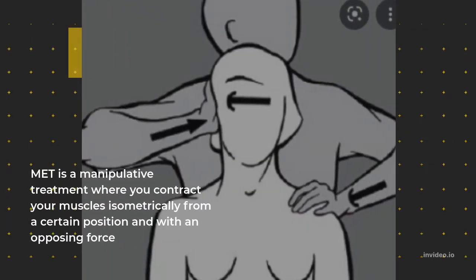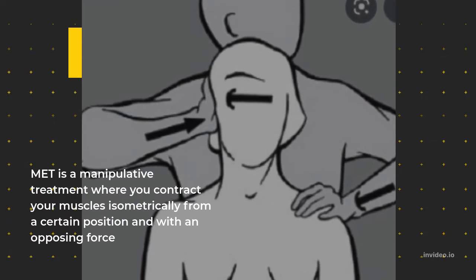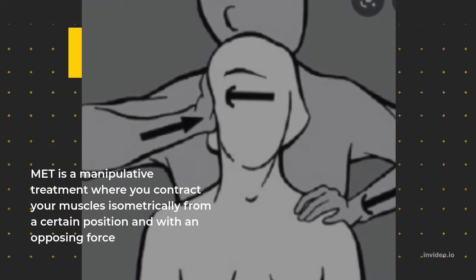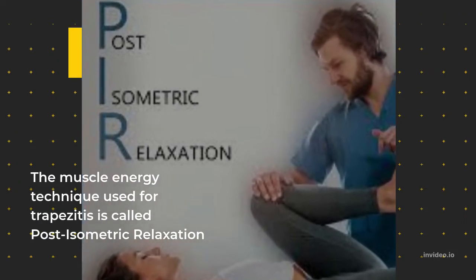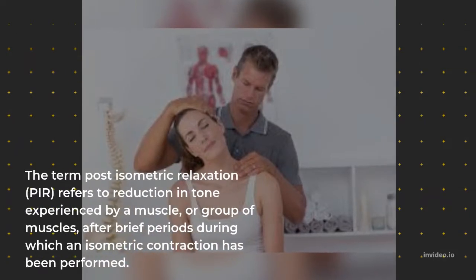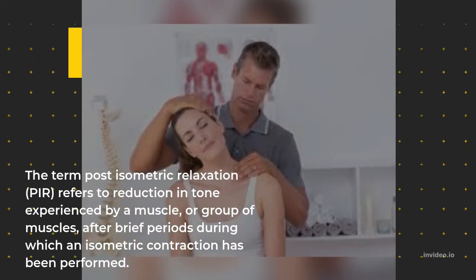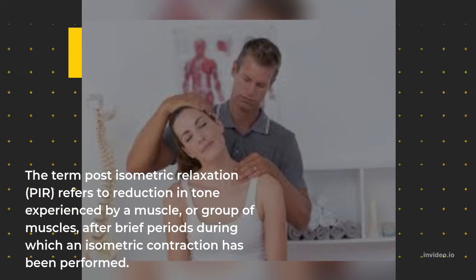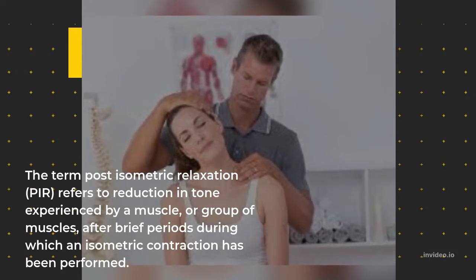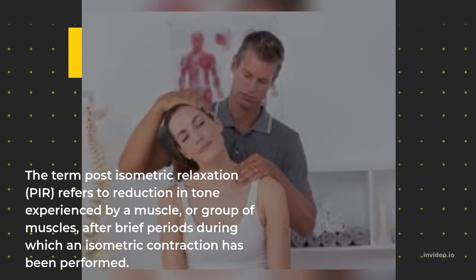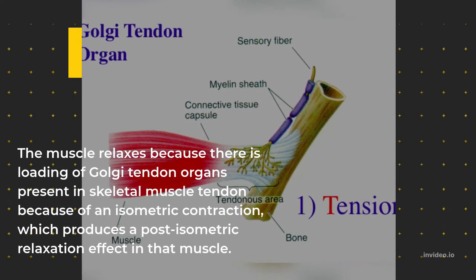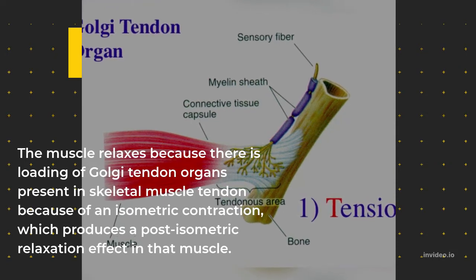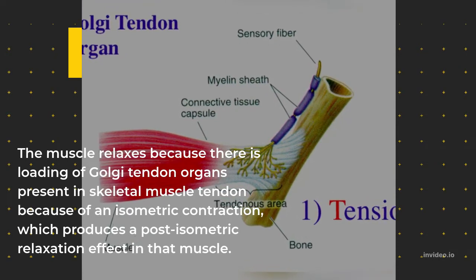MET is a manipulative treatment where you contract your muscles isometrically from a certain position and with an opposing force. The muscle energy technique used for trapezitis is called post-isometric relaxation. The term post-isometric relaxation refers to reduction in tone experienced by a muscle, or group of muscles, after brief periods of isometric contraction have been performed. The reason the muscle relaxes is because there is loading of Golgi tendon organs present in skeletal muscle tendon, because of an isometric contraction, which produced a post-isometric relaxation effect in that muscle.